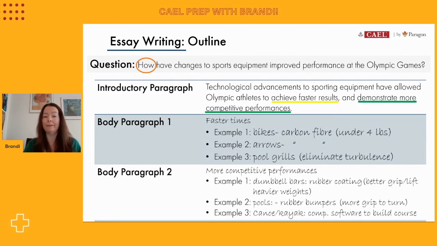So in yellow, you notice we've identified achieving faster results first. That's why we're going to talk about the faster times first in the body as well, with all three of those examples. Back in the introduction, you'll see the green underline, where we talk about how athletes can demonstrate more competitive performances. Because we've mentioned that second in the introductory paragraph, we're going to then talk about that main idea second in the middle of the essay. If you had a third precise example of how athletic performance is improving, you could include that in the introduction as well. That simply means you would have a third body paragraph below.